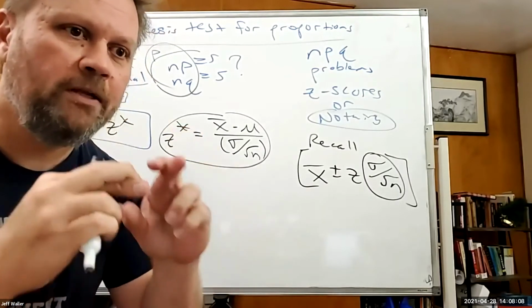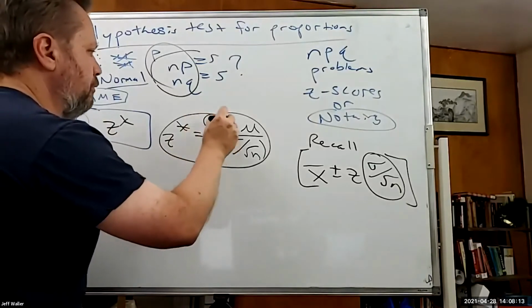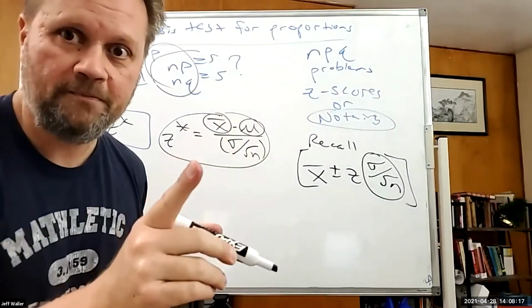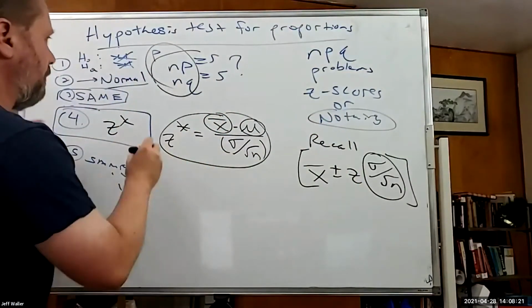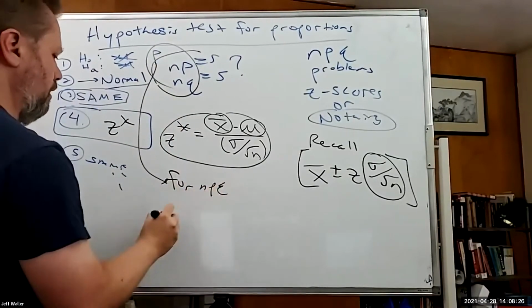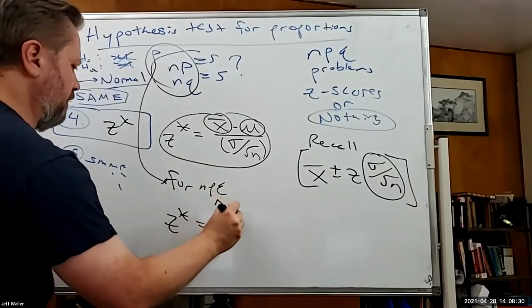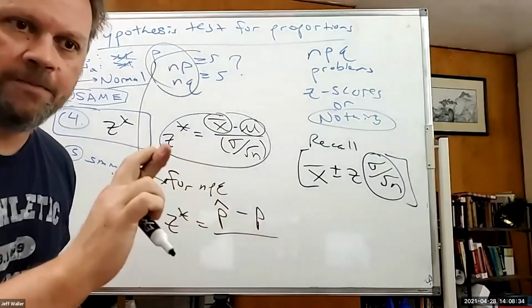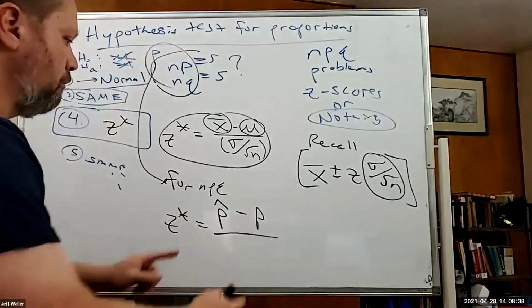Stay with me. When I'm doing a test of means, I want to see how far away a sample mean gets from a population mean, correct? I'm trying to see if it's far enough away. So for a P problem, I need the top of this to be a sample percentage minus the population percentage. What am I going to divide this by? What am I going to put down here?